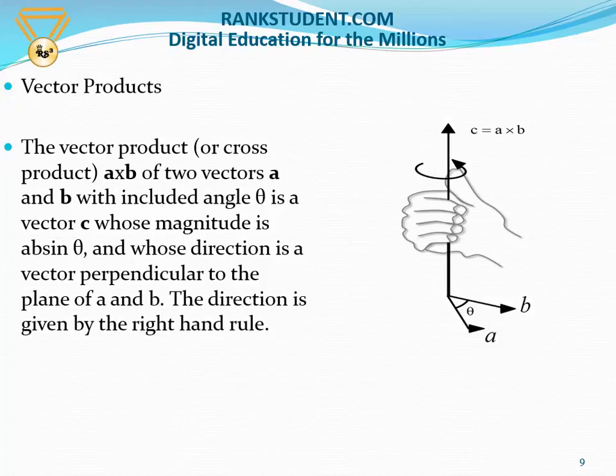Vector products. Again, definitions. The vector product, also called the cross product A cross B, of two vectors A and B with included angle theta is a vector C whose magnitude is AB sine theta and whose direction is perpendicular to the plane of A and B. The direction is given by the right-hand rule. This is illustrated in the diagram on the right-hand side, where we have the vectors A, B, and the cross product of A and B along the vertical axis C.